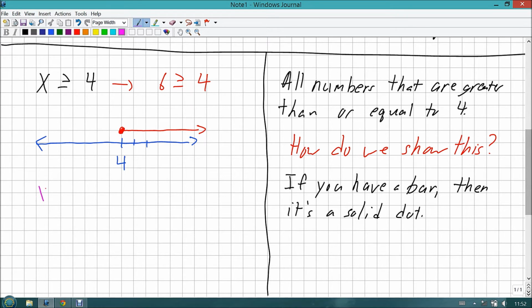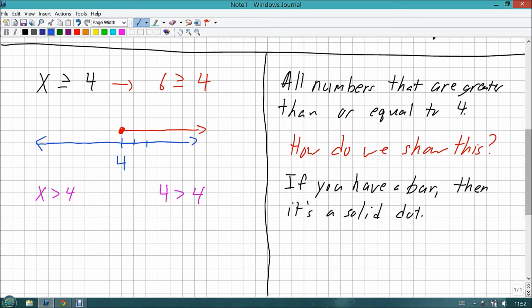Let's say that we have x is greater than 4. In this case, is 4 greater than 4? Well, the answer to that question is no, they're equal to each other. 4 cannot be greater than itself. It has to be equal to itself. If we had the bar underneath, it would create a true statement because then they're equal to, we can include it. But if we don't have that bar, we can't include that number.